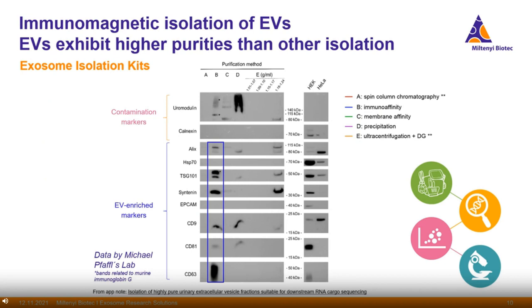So here you can see the results of a study by Michael Pfaffel lab comparing different isolation techniques, where they show that compared to other isolation methods, immunomagnetic isolation exhibits higher purities, and it shows very clear bands in this protein analysis by Western blot for the common EB markers. So as I already mentioned, a pure EB sample is crucial for obtaining high quality and trusted results in downstream applications like, for example, protein analysis by flow cytometry, genomic analysis, but also electron microscopy.